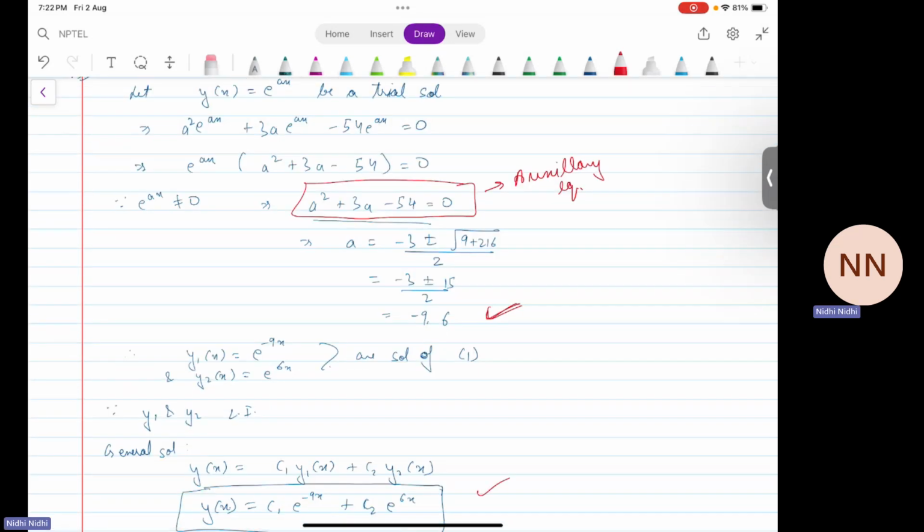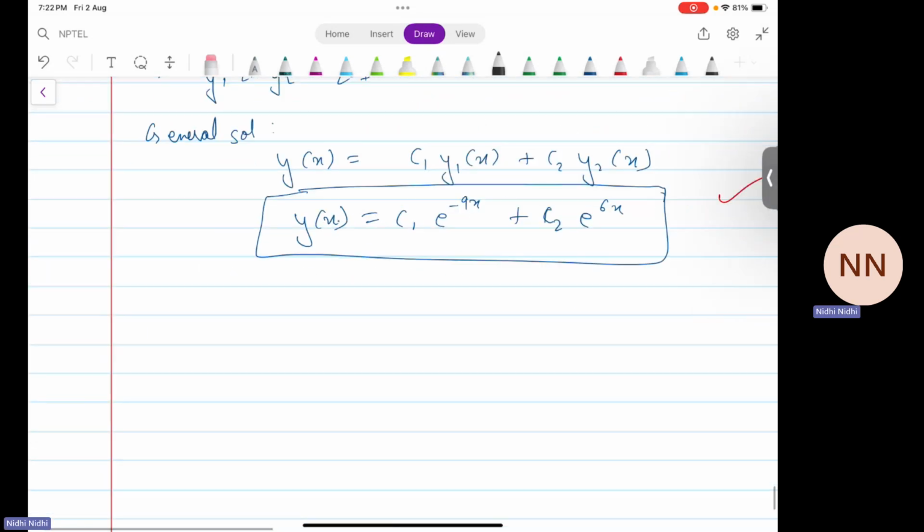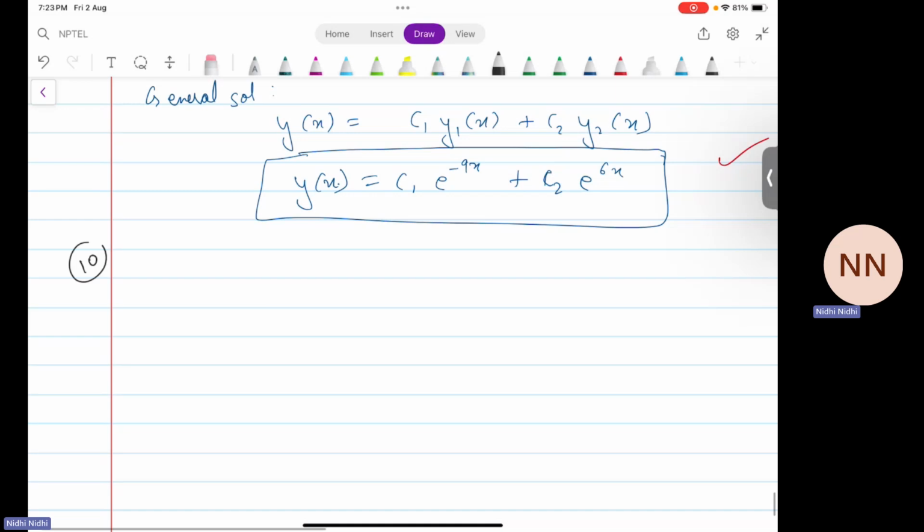And then you must have seen what happens for the case when we have repeated roots and complex roots. So let's see one question where we would be having some complex roots, and we'll see how the solution would look like in that case. So this is the last question for today's lecture.